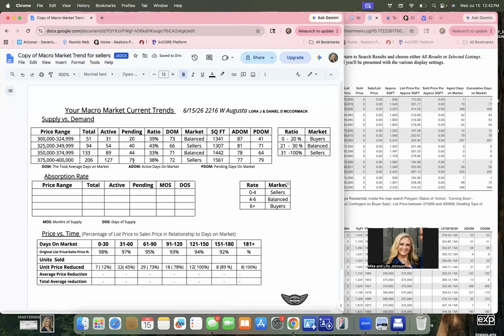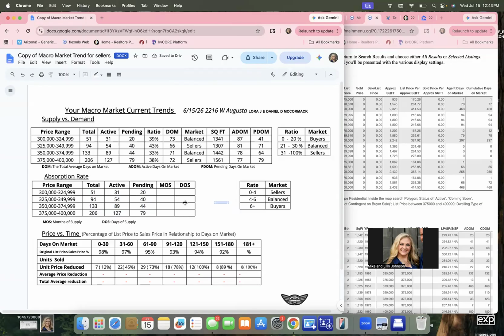A lot that's under contract. I'm surprised. Okay, so now for the absorption rate, I'm just going to command copy. I'm putting those same numbers there. So we're just copy and pasting the price range and also the total active and pending. It's going to be the same.